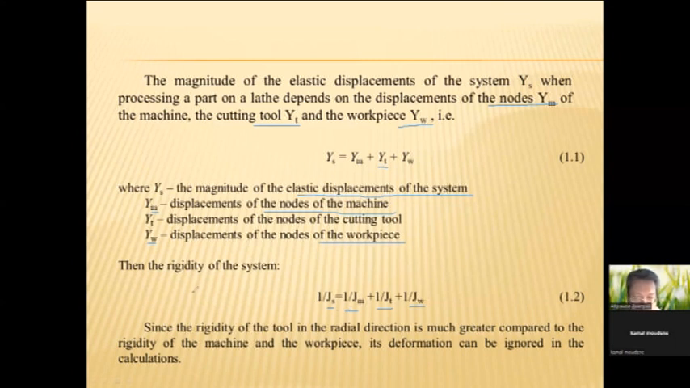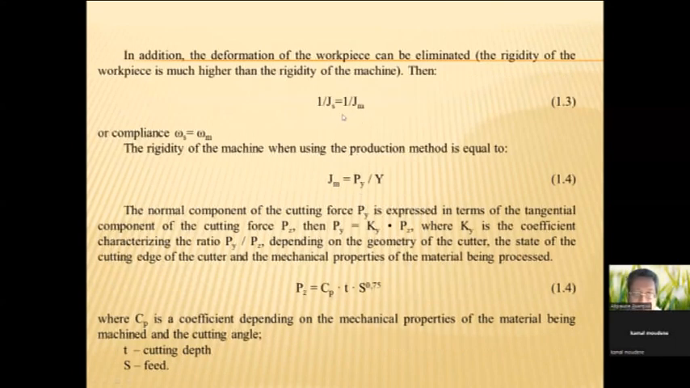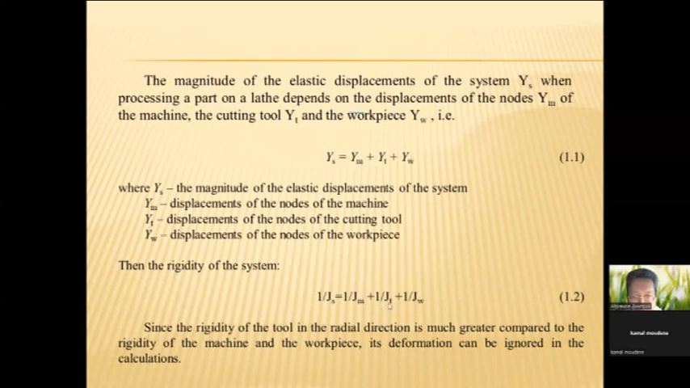Since the rigidity of the tool in the radial direction is much greater compared to the rigidity of the machine and the workpiece, its deformation can be ignored in the calculation. So, if we ignore the deformation, then we have a new formula, 1.3. Only we use J_M. In the previous formula, we don't use J_T and J_W.